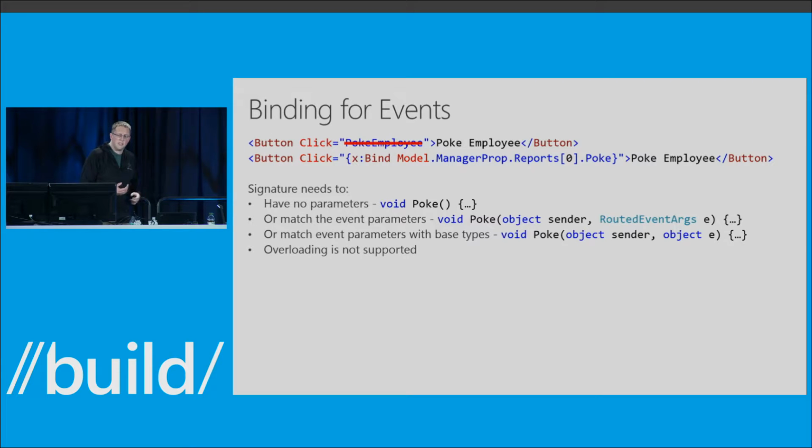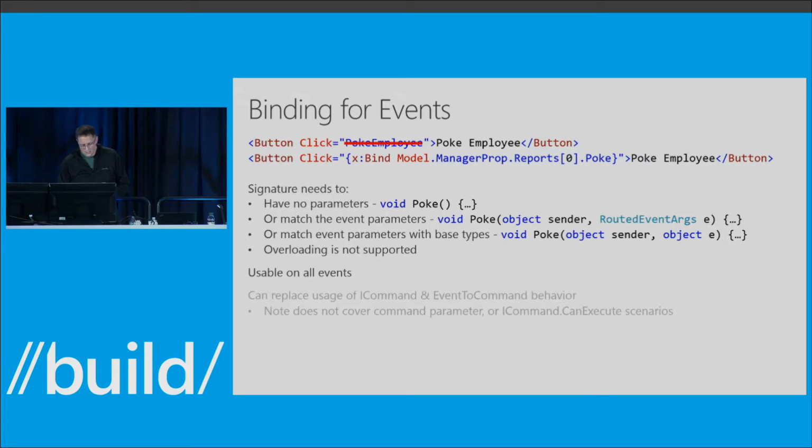A couple of limitations here. We don't support overloaded methods. Trying to figure out from a set of overloaded methods which is the right one for an event, we just say, hey, we're just going to look for Poke. I just want one version of Poke there. I can do this on all events, not just click.